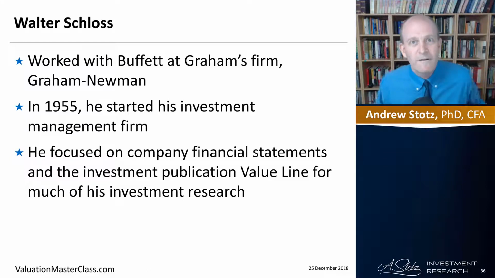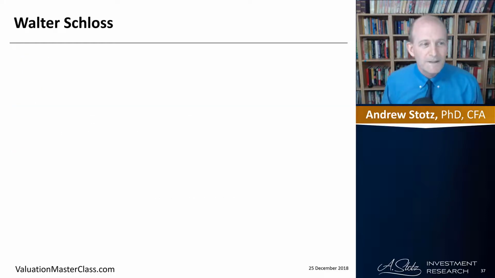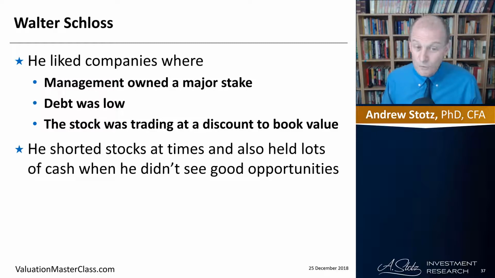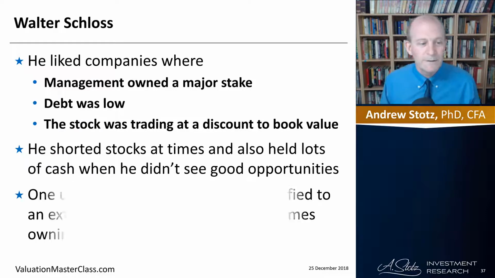In the old days, really the only source of information was a company called Value Line, which provided sheets for each of the companies in the market that gave some basic balance sheet, income statement, and the like. So he liked companies where management owned a major stake, debt was low, and the stock was trading at a discount to book value. He also shorted stocks, which we don't hear much about in the value investors world at times, and also held lots of cash when he didn't see good opportunities.